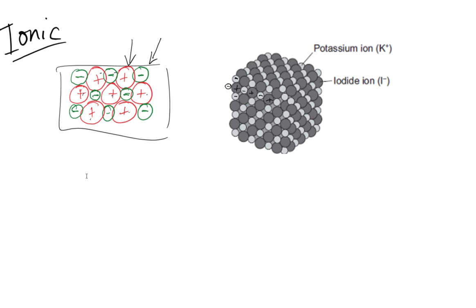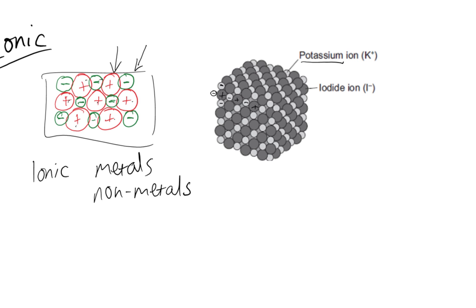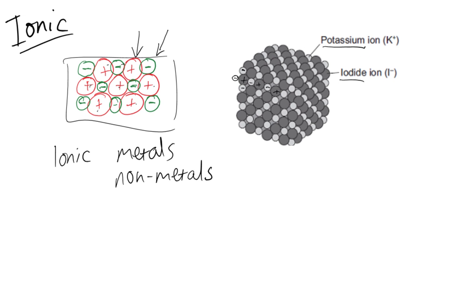So, in ionic substances, we have got metals and we've got non-metals. This is how you identify something as an ionic substance. If it contains a metal, such as potassium, and a non-metal, such as iodine, then you know it's going to be an ionic substance.